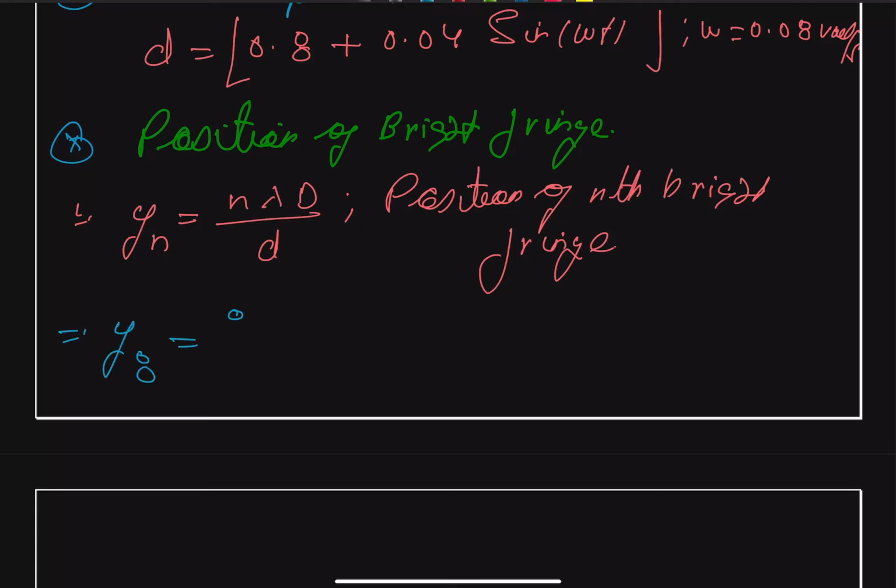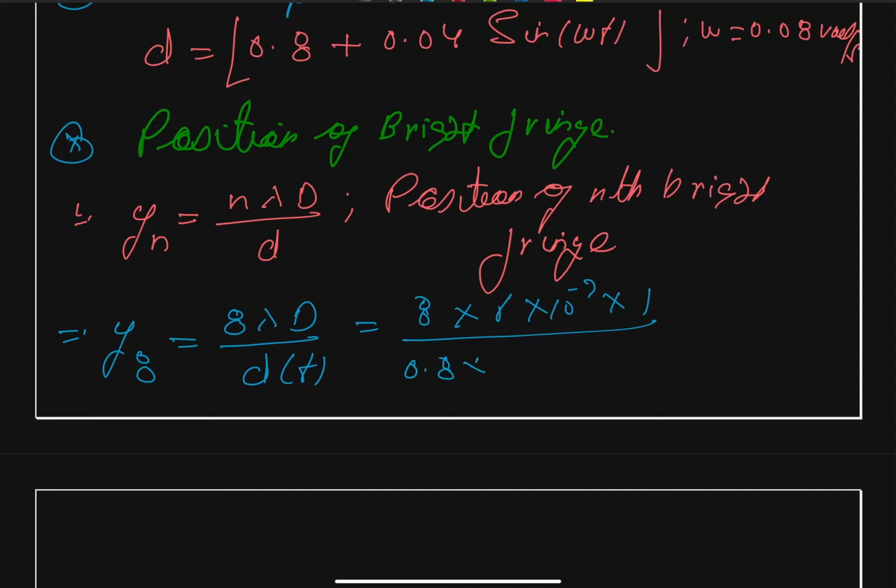Therefore, from here we can write the 8th bright fringe, that is y of 8, will be equal to 8 lambda capital D divided by d, and which is time dependent. If we substitute all the values, we get this is 8 multiplied by 6 into 10 to the power minus 7. Distance is given as 1 and d of t is given as 0.8 plus 0.04, and we have sine of omega t, and this is millimeter, so it comes as 10 to the power minus 3.